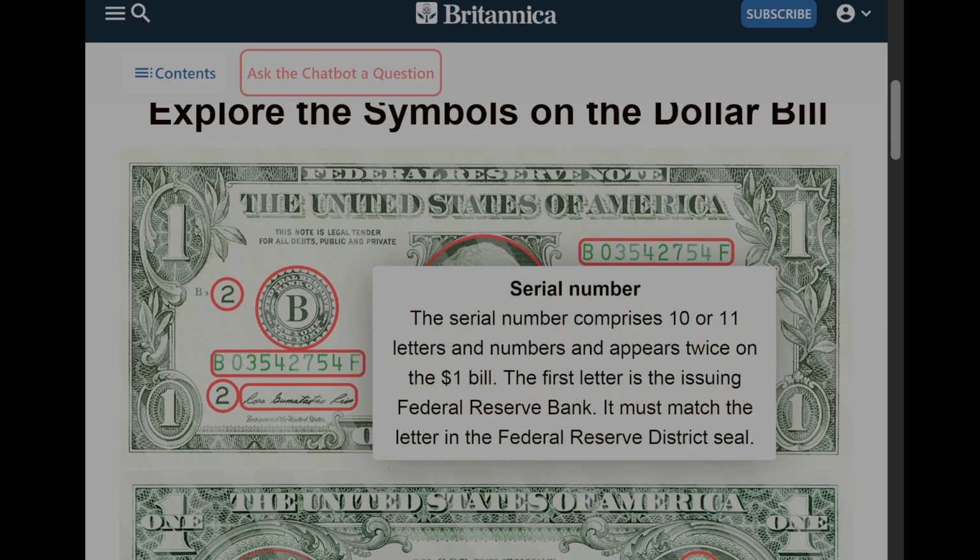And then the B035424, this serial number, comprises 10 or 11 letters and numbers and appears twice on the $1 bill. The first letter is the issuing Federal Reserve Bank. It must match the letter in the Federal Reserve District seal. B. It says B.